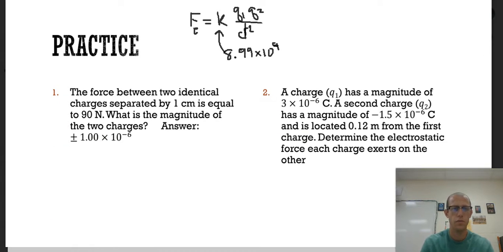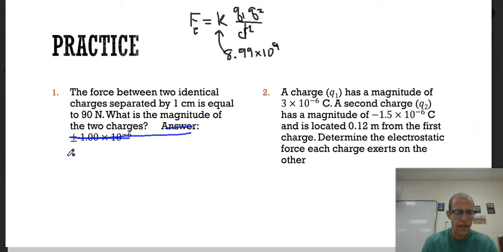All right, here we go with some examples. I would go ahead and type this number and store it into the K value because we'll be using it later anyway. It makes it a little bit easier when we do these problems. The force between two identical charges separated by 1 centimeter is equal to 90 newtons. What is the magnitude of the two charges?